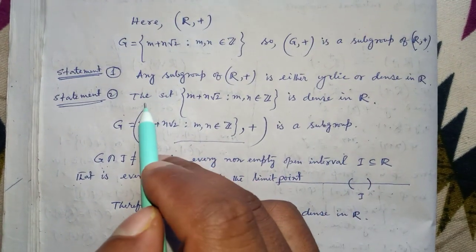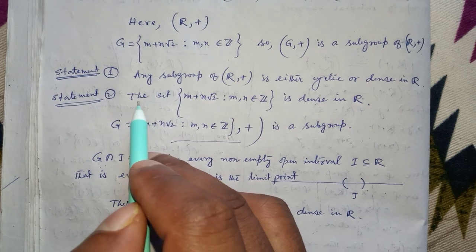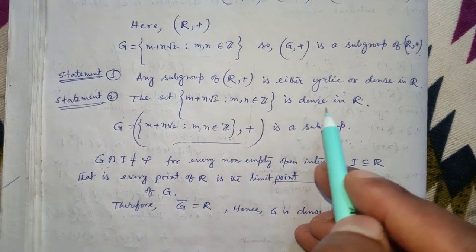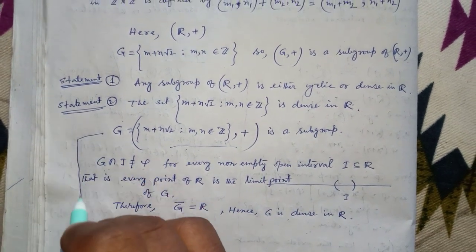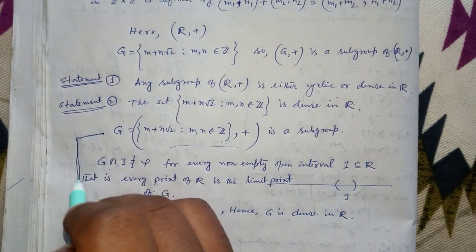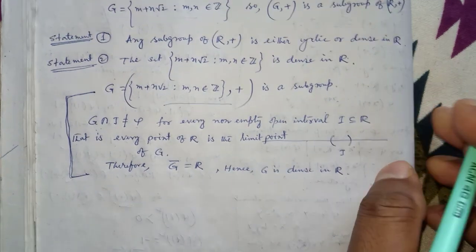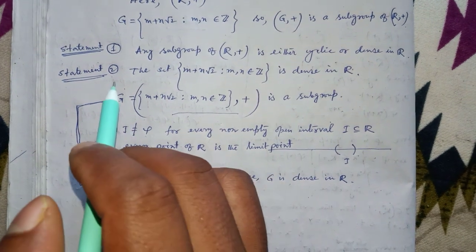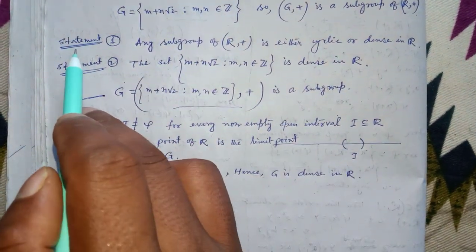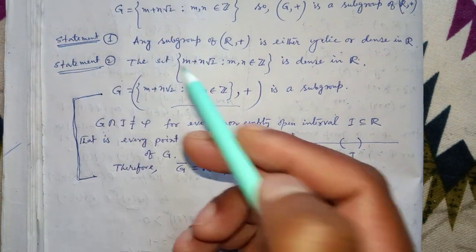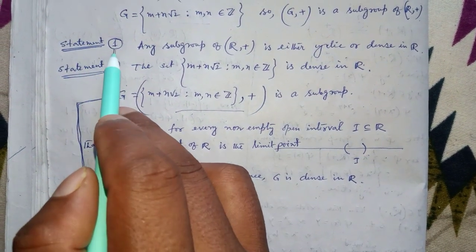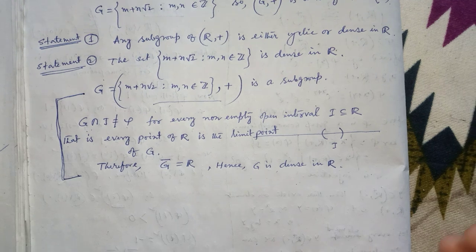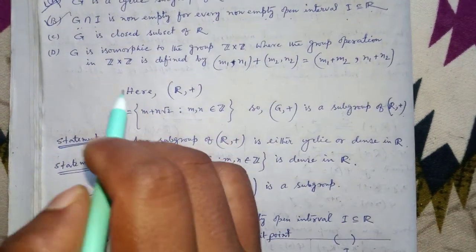We will make another video and there we will prove the statement that the set {m plus n root 2 such that m, n belong to Z} is dense in R. That part we will prove in another video, and also we will make another video in which we prove statement 1: any subgroup of R plus is either cyclic or dense in R. So here option B is true.